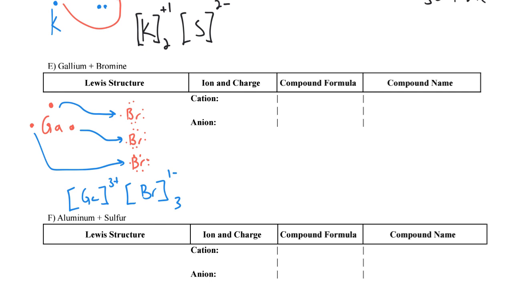All right, fill in the rest of this. Gallium 3+, bromine 1-, GaBr3. Call this gallium bromide.